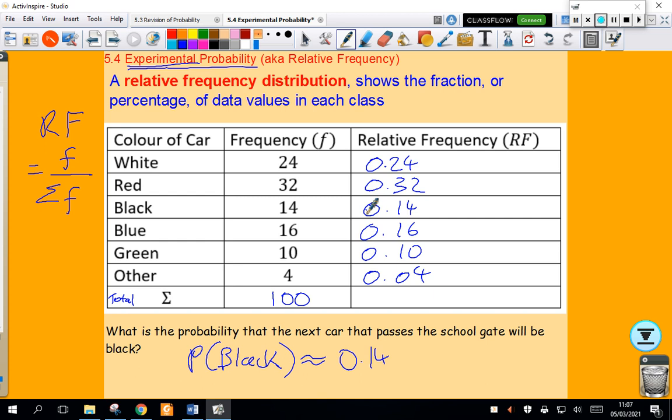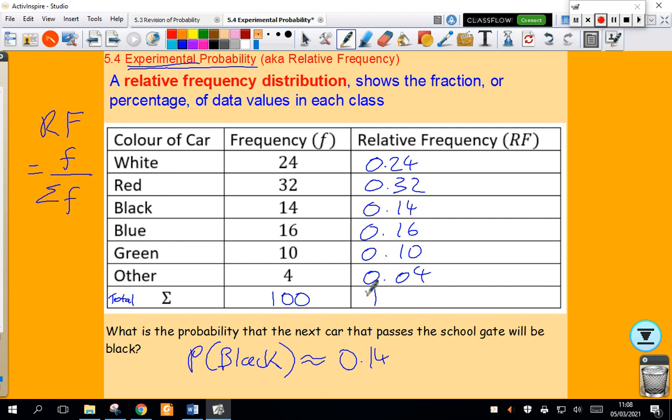The important thing to know about relative frequency tables: if I add up all these numbers, I should get 1. If I don't get 1, I have made a mistake. Sometimes, if you introduce rounding, which I haven't done, you may find you don't get quite 1. Okay, relative frequency tables are really useful for finding experimental probabilities.